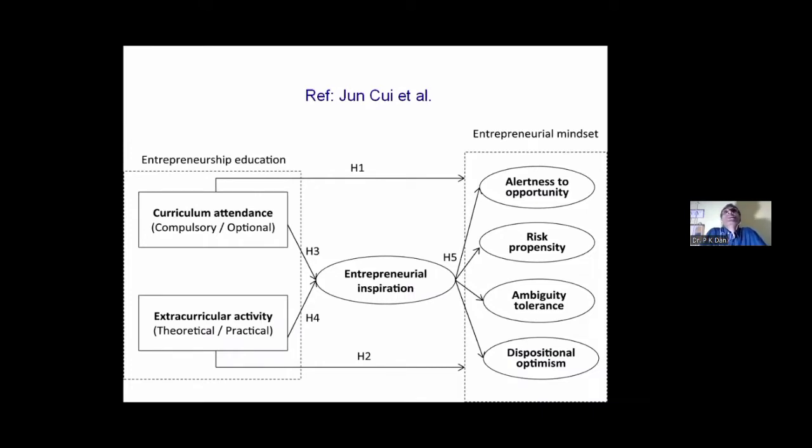Then ambiguity tolerance, because there would not be a very clear definition or specification or guidelines for many things, but within that one has to work out a solution, and that is the ambiguity. And finally, dispositional optimism, that means yes, we can do it. It is an optimistic attitude, which helps build resilience, so that if they fall, they will get up and go again.